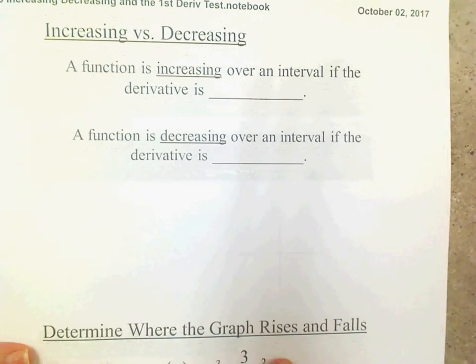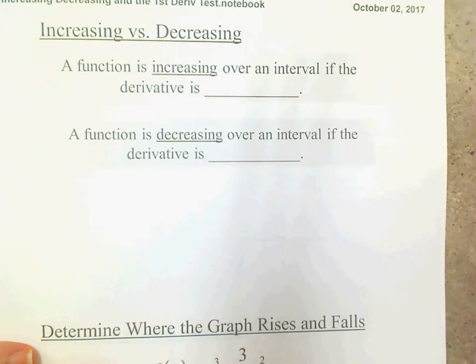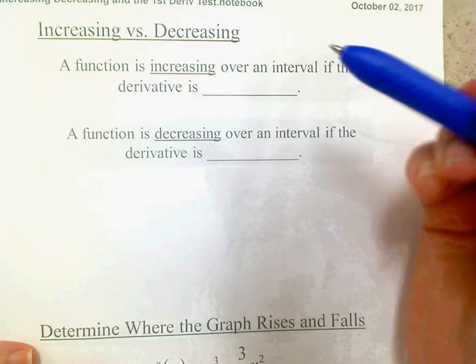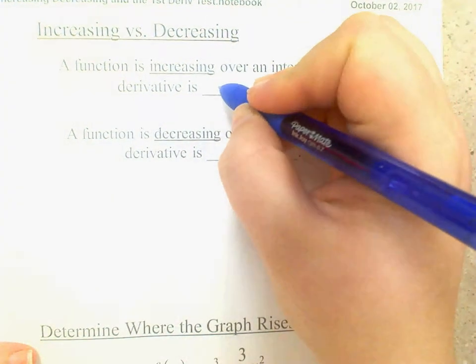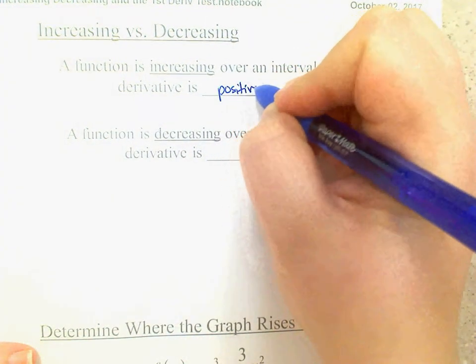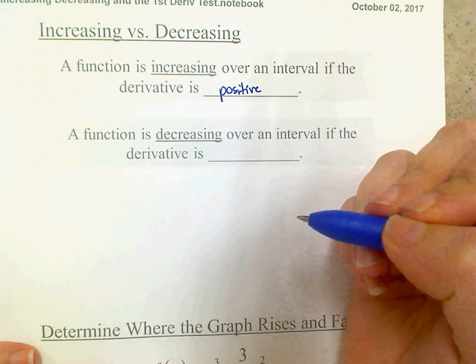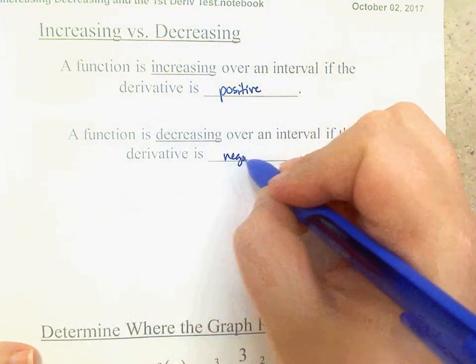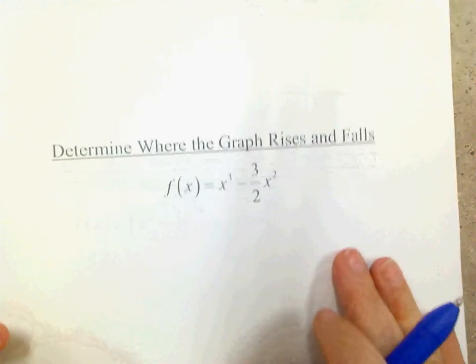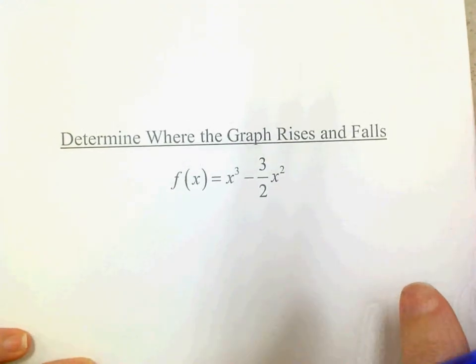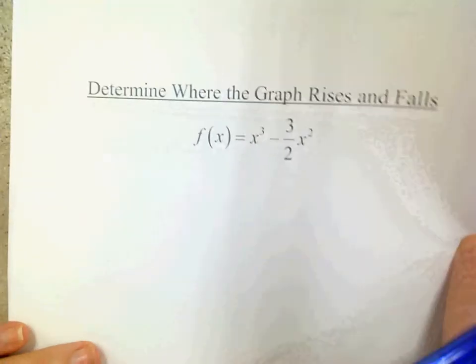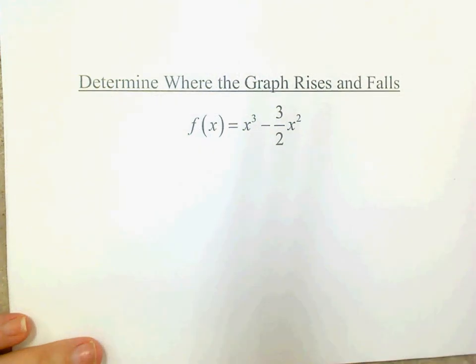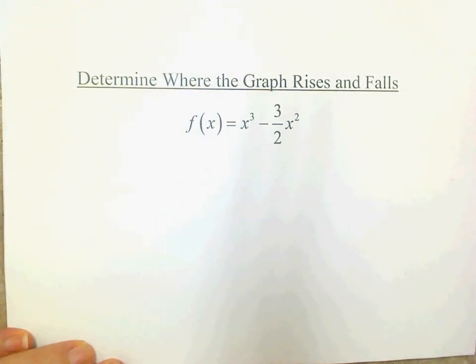So, in general, it says a function is increasing over an interval if the derivative is positive. So a function is increasing if its slope, or the derivative, is positive. And a function is decreasing over an interval if the derivative is negative. So when it asks me to do something like this, determine where the graph rises and falls, when it's increasing and decreasing, I really need to just determine my critical points, and from there do a sign chart, kind of like how we did with the extrema the other day.